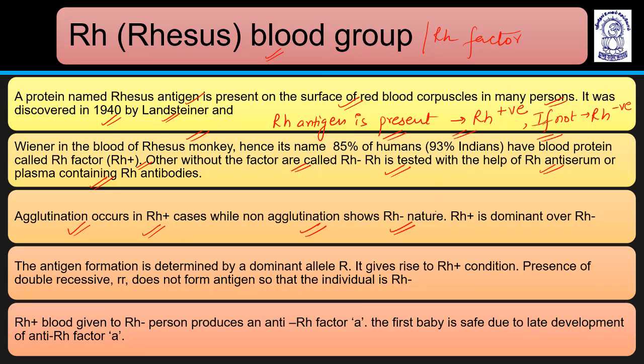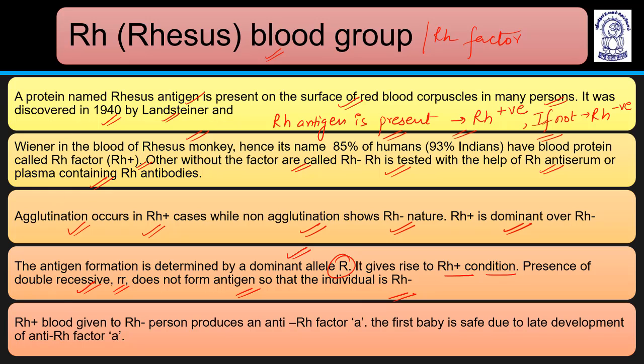Rh positive is dominant over Rh negative. The antigen formation is determined by a dominant allele, capital R. It gives rise to the Rh positive condition. The presence of double recessive small r does not form antigen, so the individual is Rh negative. If the capital R is present, then Rh positive condition. And if the double recessive small r is present, then no antigen is present, meaning Rh negative.